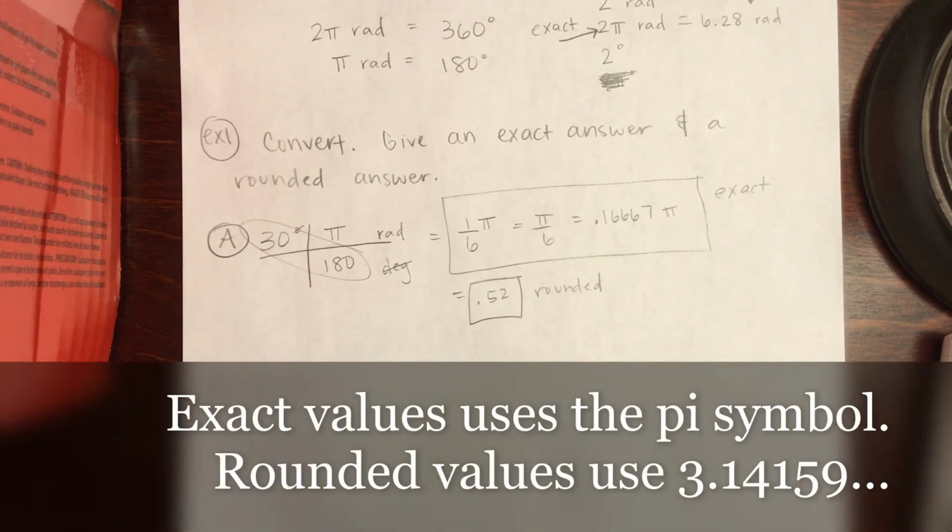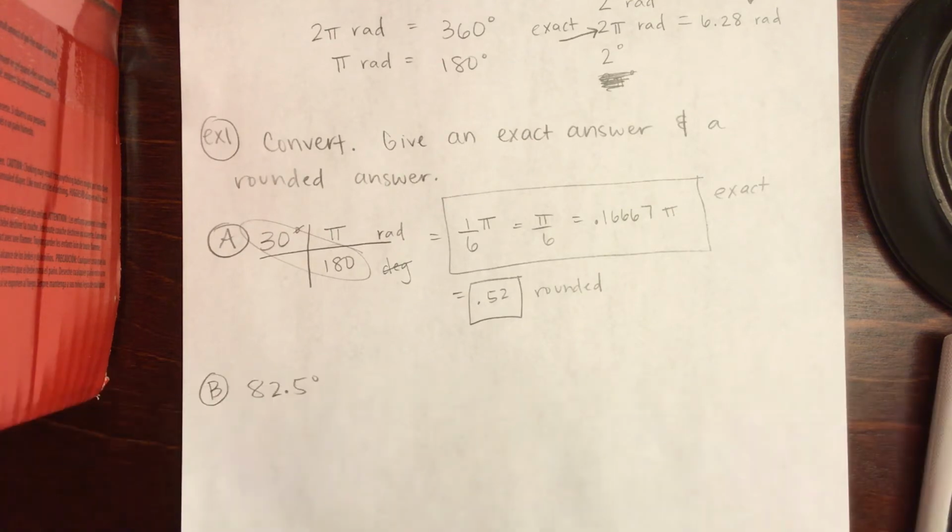So exact values use the pi symbol. Rounded values, we actually type pi into our calculator, so we multiply by 3.14159 to get a decimal answer. Do not include the pi symbol for your rounded answer. Let's do another example.